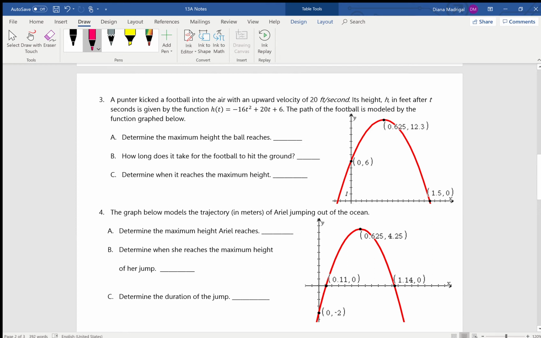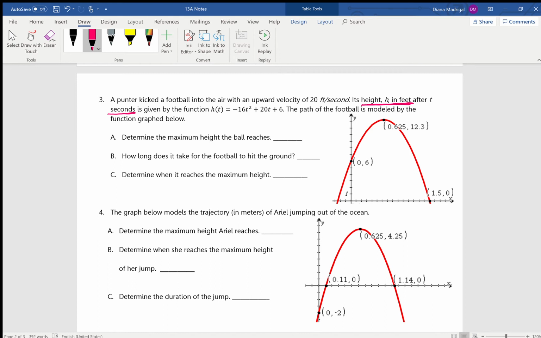It says a punter kicked a football into the air with an upward velocity of 20 feet per second. Its height h in feet, okay, so they're giving you a hint here, after t seconds is given by the function h(t) equals negative 16t squared plus 20t plus 6. The path of the football is modeled by the function graph below.